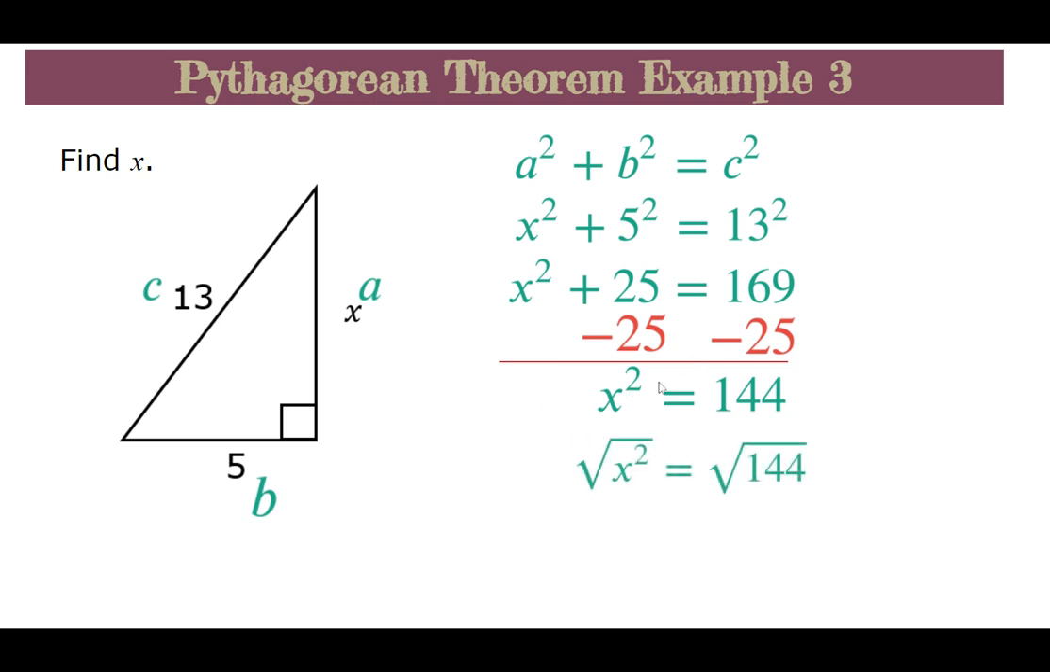And to get x by itself, because the inverse of x squared is the square root, control x squared to get that square root of 144 is 12. So here x is equal to 12. Now in the first 2 examples, we had decimals as answers. In this third example, we had a whole number. We have 12. That happens in special cases, and those special cases are called Pythagorean triples.